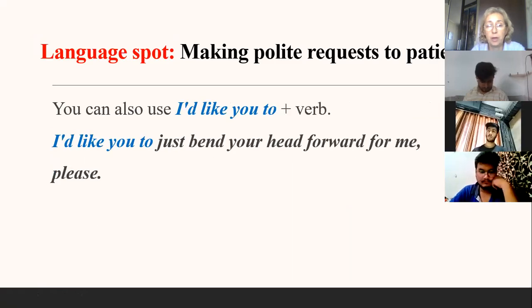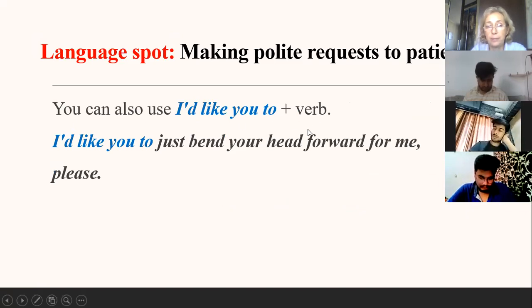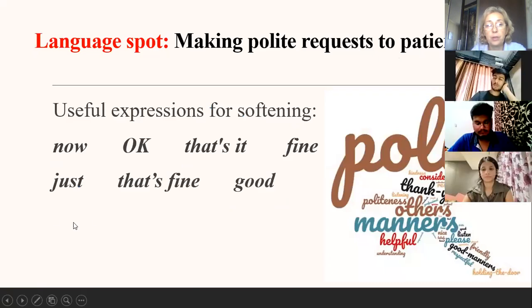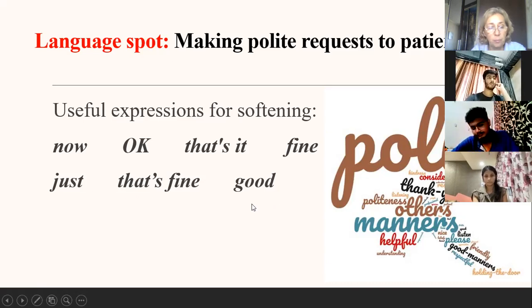One more structure which can be used in polite requests: we can also use "I'd like you to" plus a verb. "I'd like you to just bend your head forward for me, please." And we can also use such phrases as "now." You remember that some phrases started with "now." "Okay, that's it, fine, that's fine, good." Just to make the patient feel comfortable, right?